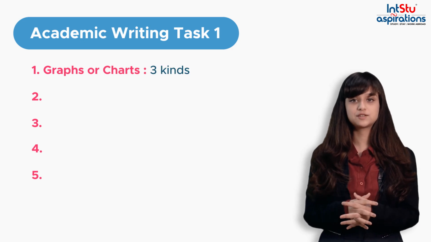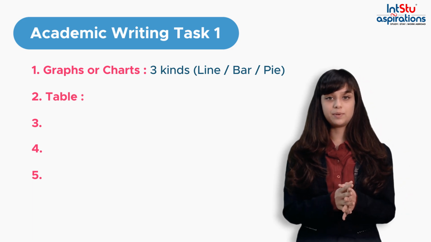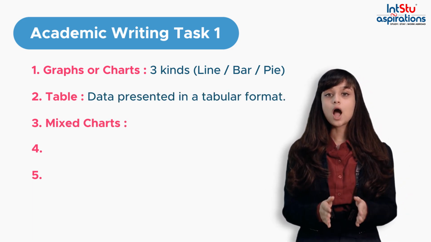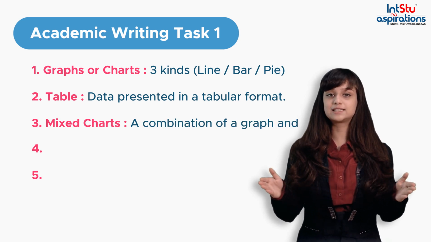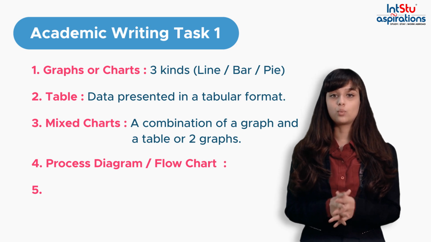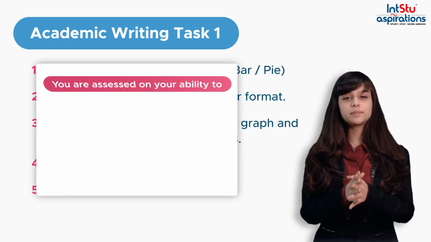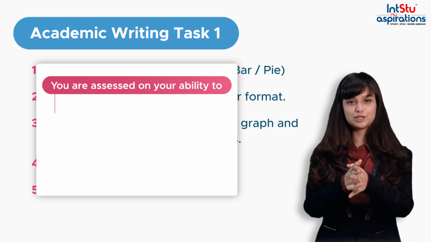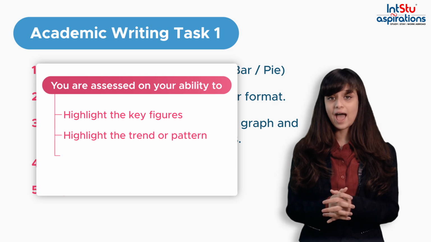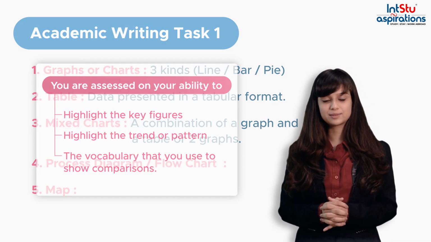3 kinds of graphs or charts, which are line, bar and pie. Table, data presented in a tabular format. Mixed chart, a combination of a graph and a table or 2 graphs. Process diagram or flow chart with 1 or 2 processes. And the last one, maps. You are mainly assessed on your ability to highlight the key figures and the trends or patterns and the vocabulary that you use to show comparisons.